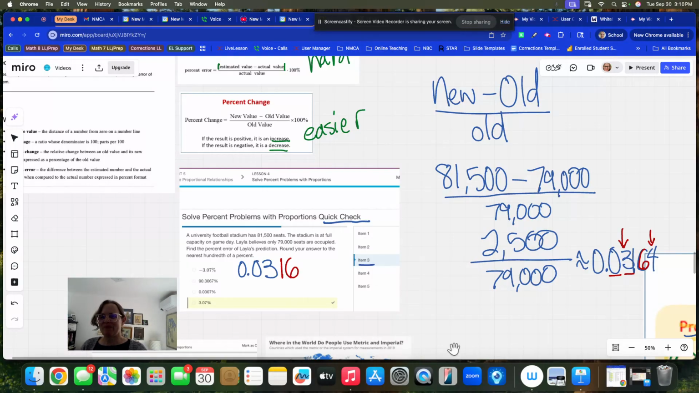Okay. But anyway, the big idea here: new minus old divided by old.